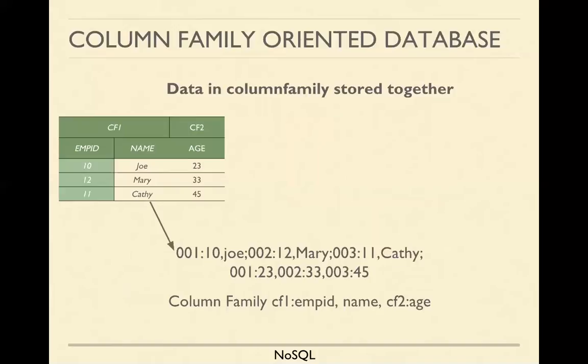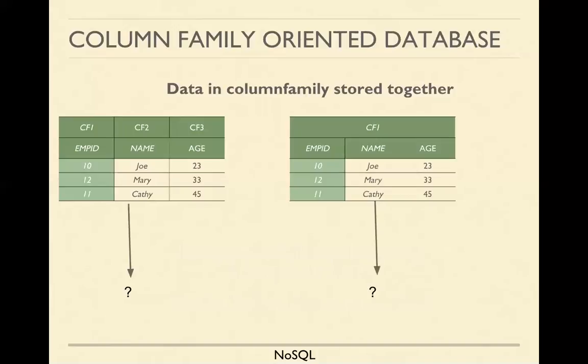All right. So I'm going ahead with the column family oriented database. You can see that you have CF1, CF2, CF3 in the first table, and each column family contains only one column. In the second table, there is a single column family containing all. Which one is column oriented and which one is row oriented in these?